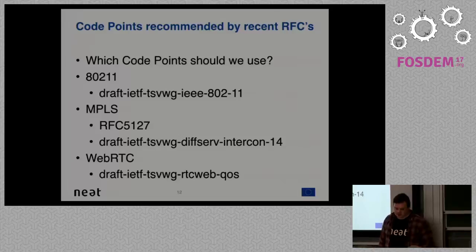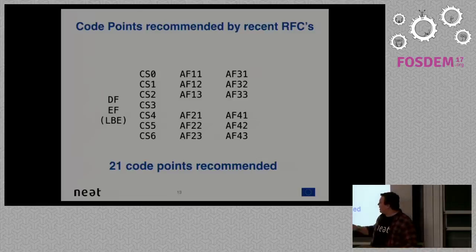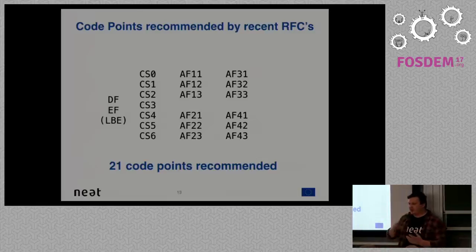I generated this list of 21 points. If you count really quickly, you'll see there's more than 21 things here. And I split these out into classes. So on the left, we have our best effort default class. We have EF, nice, fast, low latency stuff. And in brackets, we have LBE.